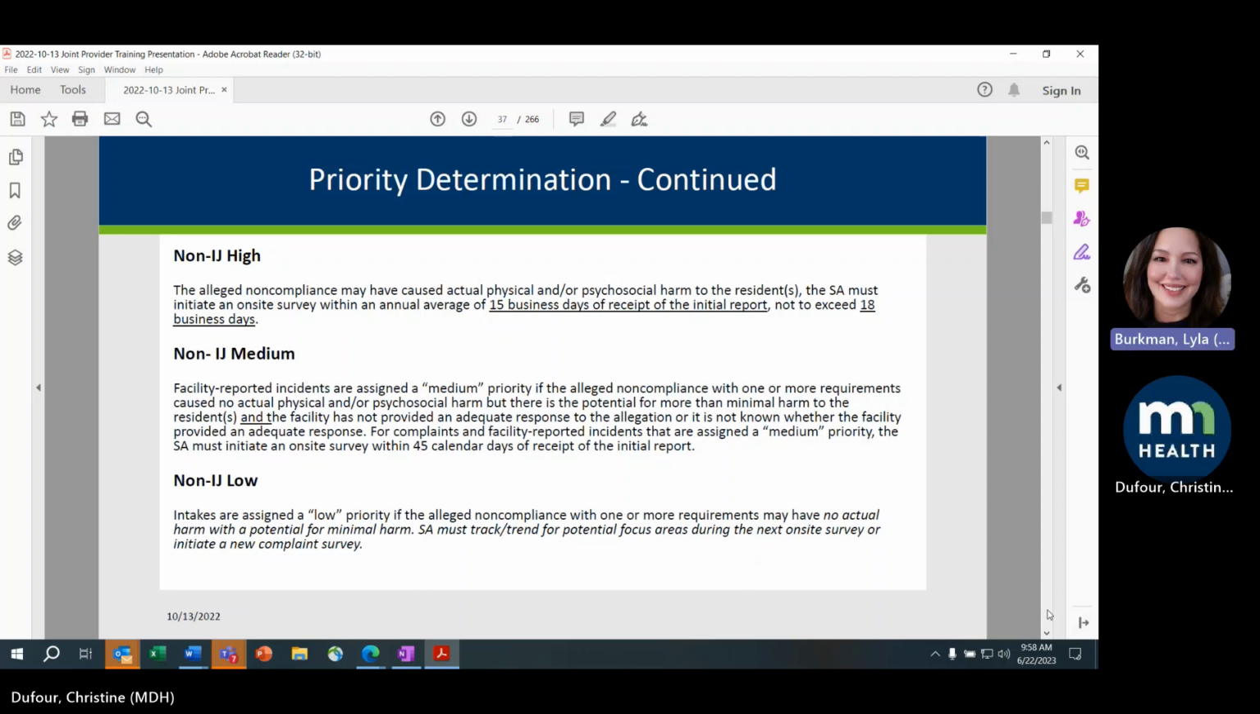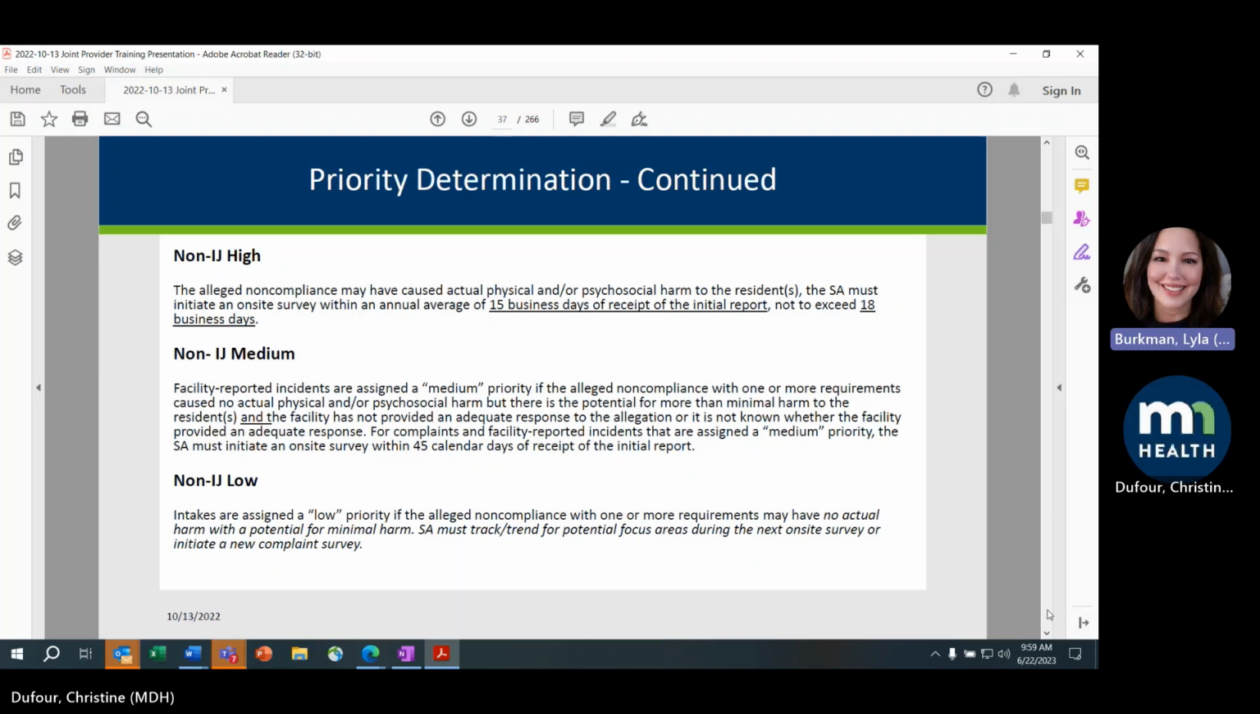For non-IJ medium level reports, the facility reported incidences are assigned medium priority if the alleged noncompliance with one or more requirements caused no actual physical and/or psychosocial harm, but there is the potential for more than minimal harm to the resident, and the facility has not provided an adequate response to the allegation, or it is not known whether the facility provided an adequate response. For complaints and facility reported incidences that are assigned a medium priority, the state agency must initiate an on-site survey within 45 days of receipt of the initial report.